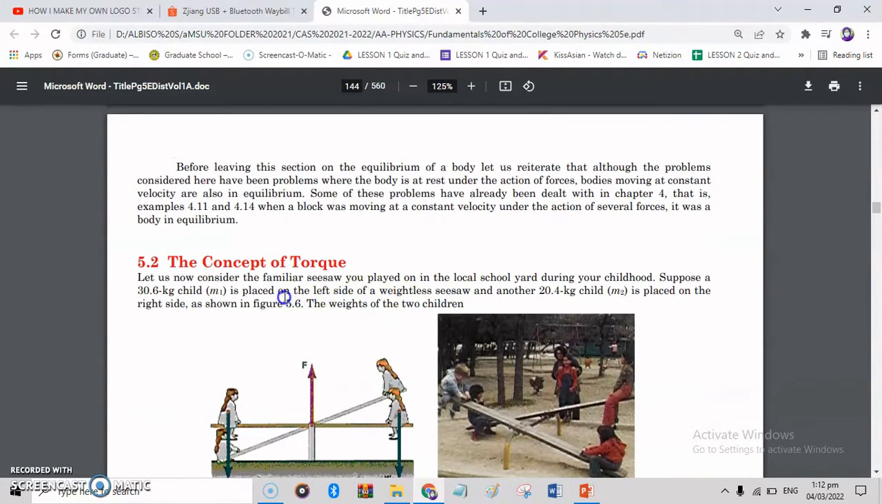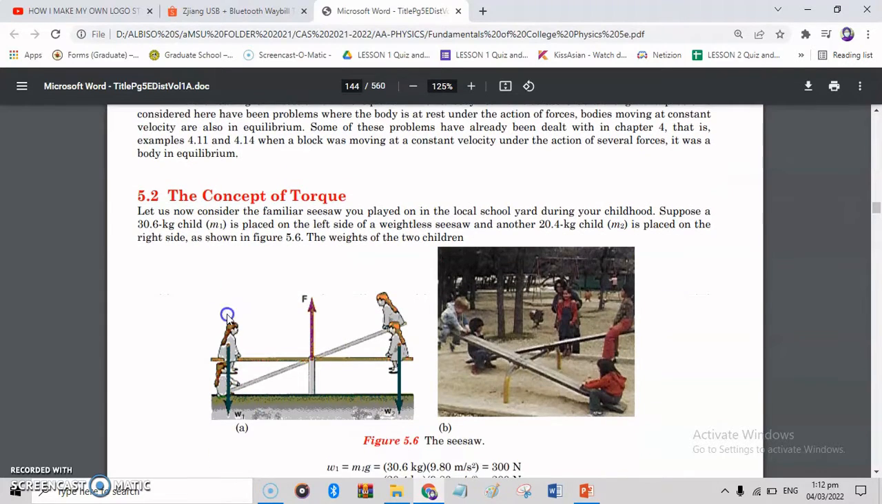Section 5.2, the concept of torque. Let us now consider the familiar seesaw you played on an ideal schoolyard during your childhood. Suppose a 30-kilogram child, yung M1. Saan ito si M1? I think this is M1 because it has weight 1. Is placed on the left side of a weightless seesaw and another 20.4 kilogram M2 is placed on the right side as shown in here.